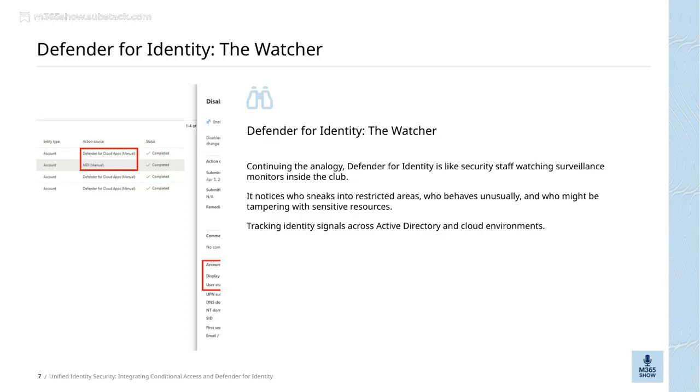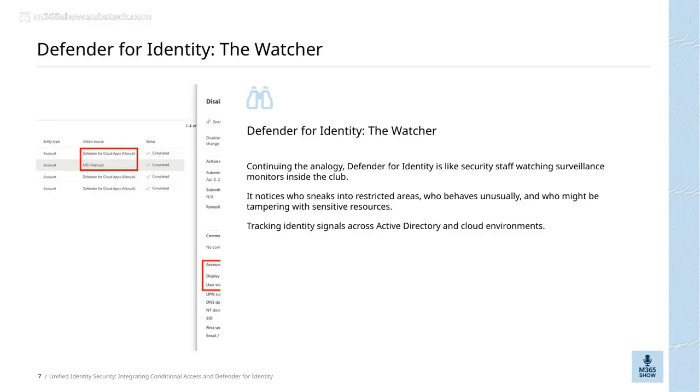Continuing with our analogy, think of Defender for Identity as the security staff inside the club, constantly watching the surveillance monitors. It's always on the lookout for anyone sneaking into restricted areas or acting suspiciously. It detects behaviors that might indicate someone is tampering with sensitive resources or trying to bypass security.